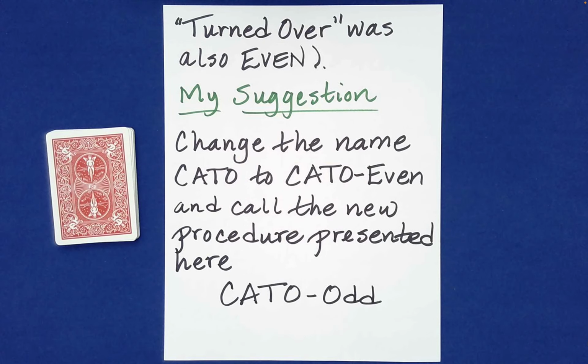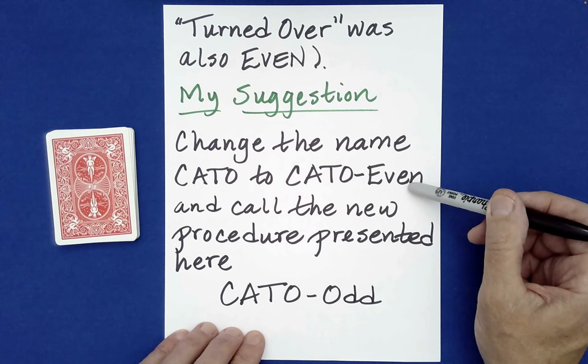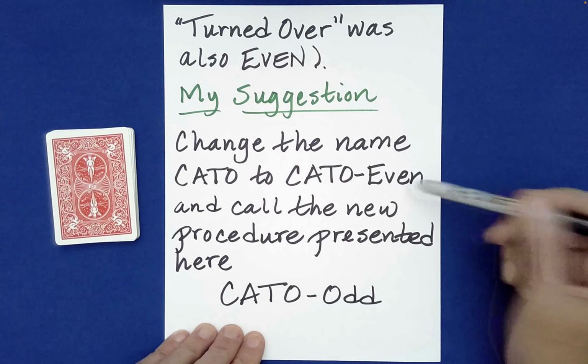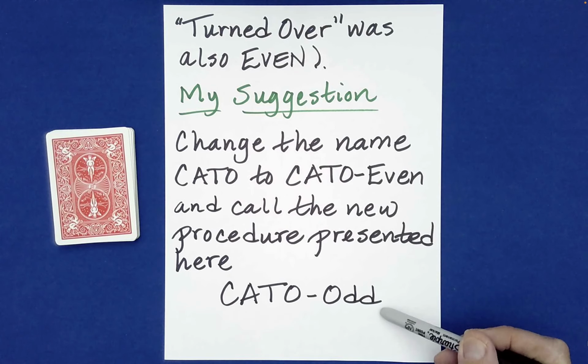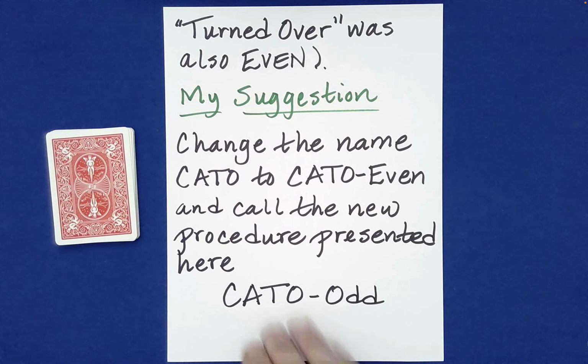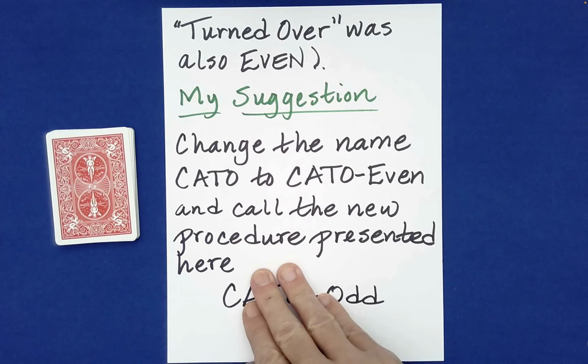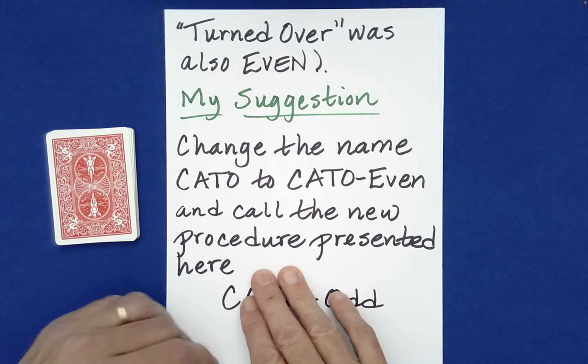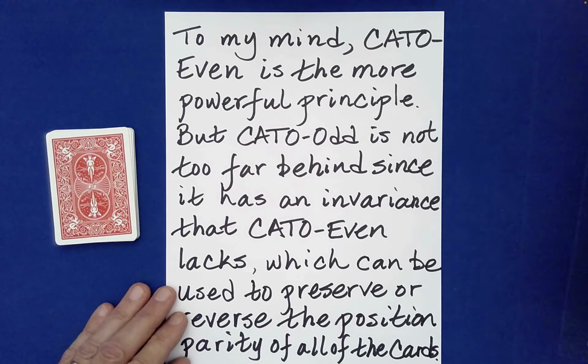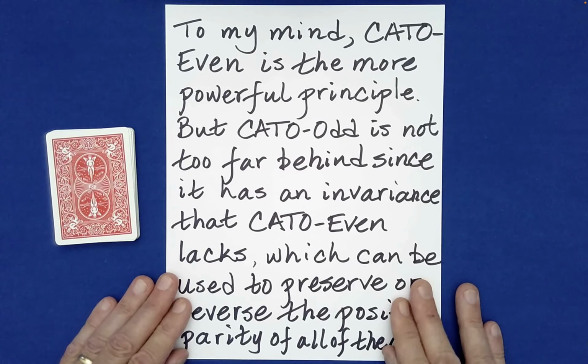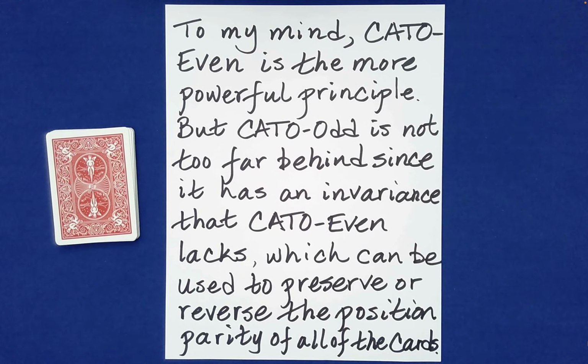Well, for the Hummer shuffle, it's an even number of cards that are flipped face up. For this CATO-Odd, it's an odd number. Okay, so I don't know if that's going to stick in the magical or mathematical communities, but I think that would be a good name change or modification to the name to draw a distinction between these.